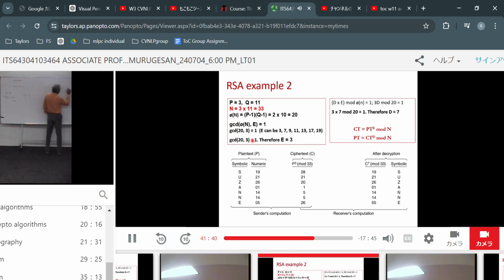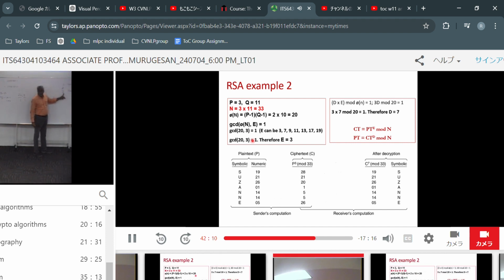I'm just trying to recall so that you understand divisibility. Divisibility means when I divide 4 by 2, we say 4 is divisible by 2. That means 2 goes into 4 2 times. We call this the quotient. And what is the remainder? Remainder is equal to 0. So the remainder has to be 0. That only will be divisibility.